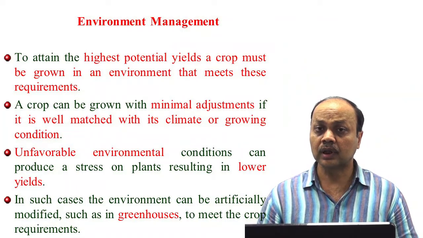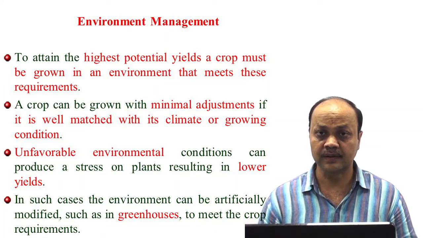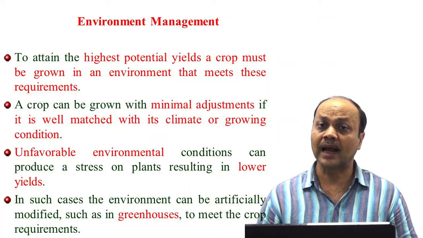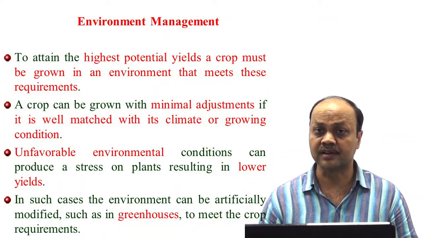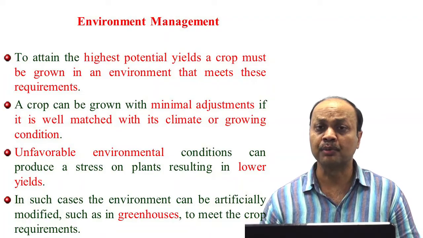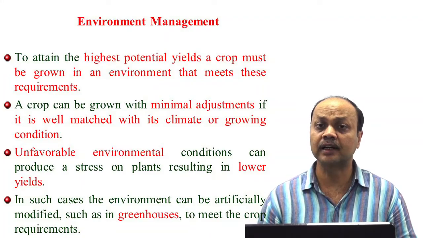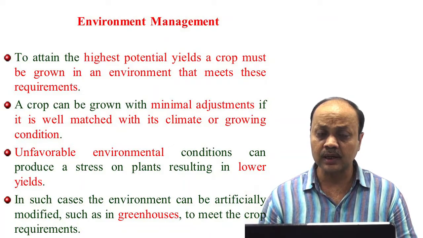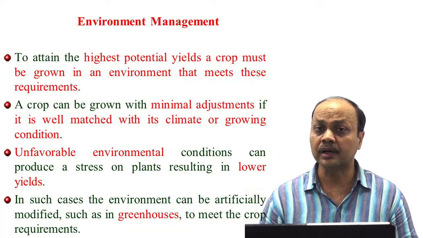Suppose you have selected the tomato crop to grow in the summer condition. During summer the air temperature and soil temperature are high, and the light intensity is also high. So you have to reduce the air temperature, soil temperature, and light intensity. Apart from that, you also have to take relative humidity into account. If the environment in which you are growing the selected crop is suitable, you don't have to do too much modification. But if the environment is unfavorable, it can be artificially modified using greenhouse technology.